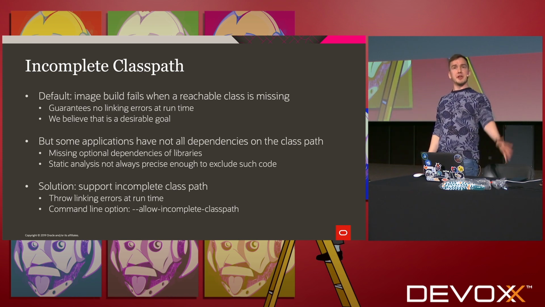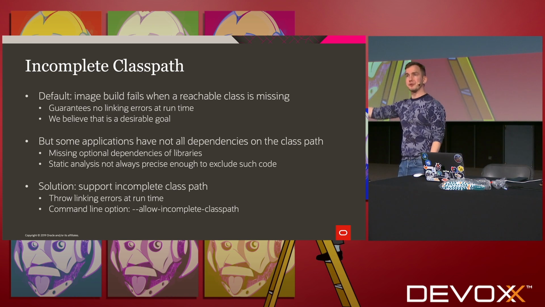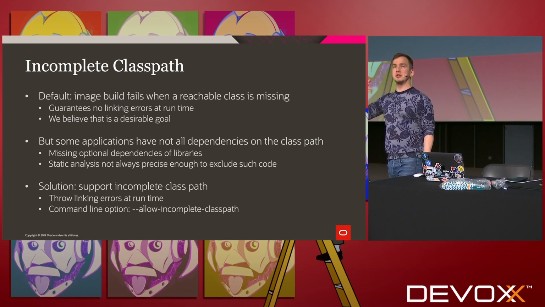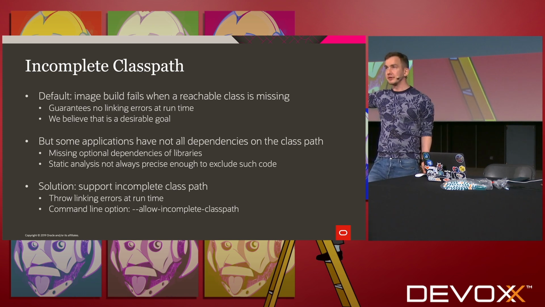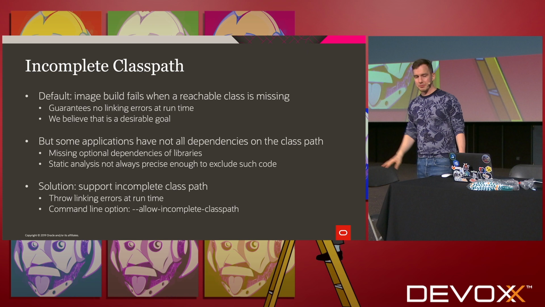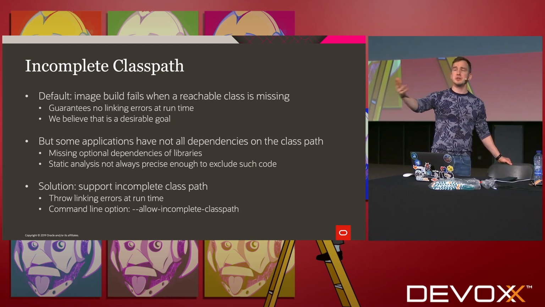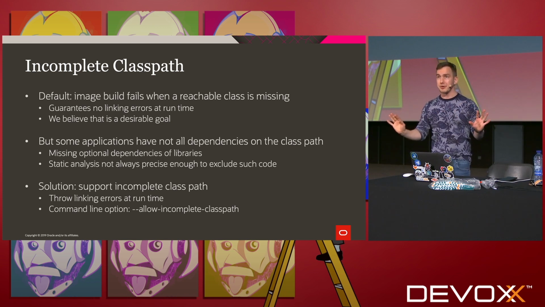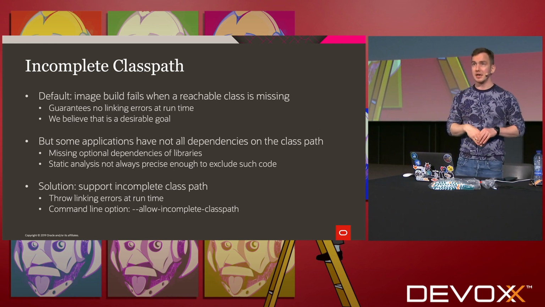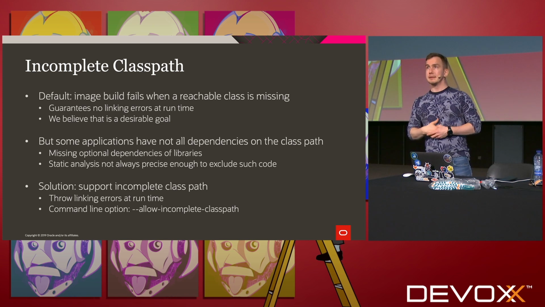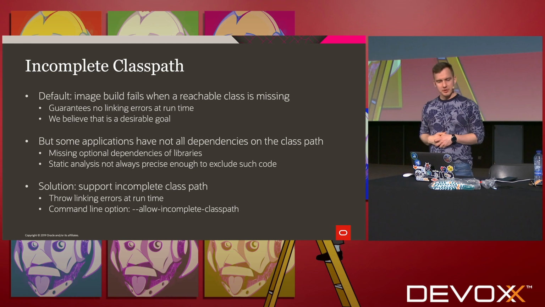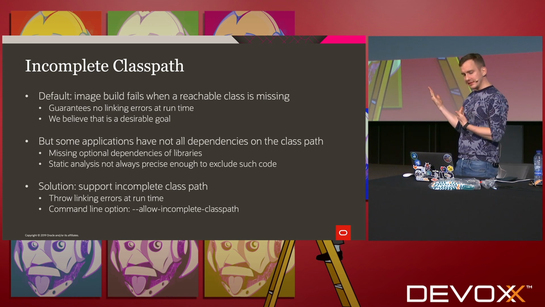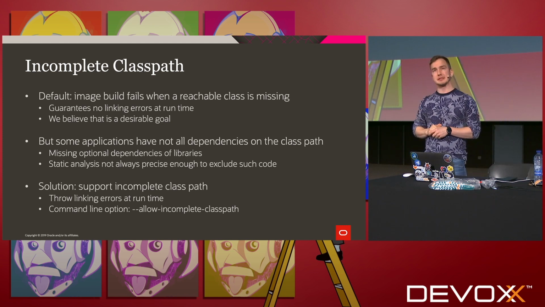With native image, that doesn't fly. If there is no class that someone references, then there will be no option to link that class later, because no additional class loading, because of the closed world assumption. So what you need to do is provide all bytecodes. And if a class is missing, boom, done. There will be an error. Native image is very smart, and it doesn't allow you to make mistakes easily. So what you can do is add the option, allow incomplete classpath.